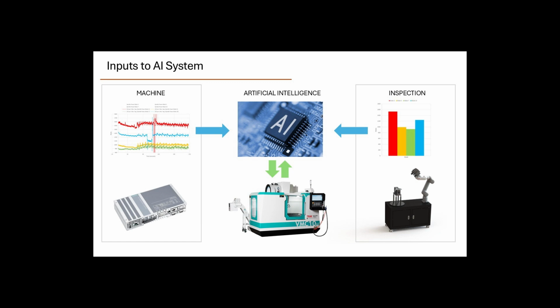Those two data sources are used to train a model, and Danny is going to present exactly what that means and the results of that model training. But once we have that model, we essentially have a file, and that file is essentially a digital twin of the manufacturing process for that particular part that we're training on.